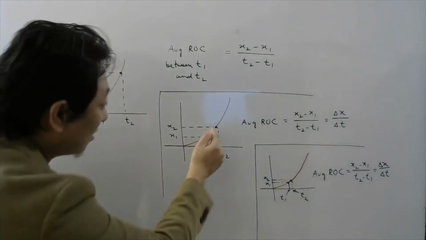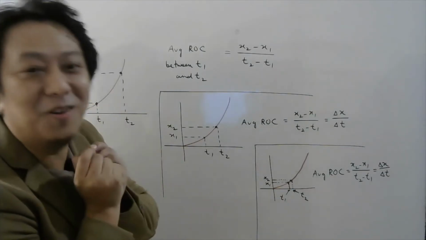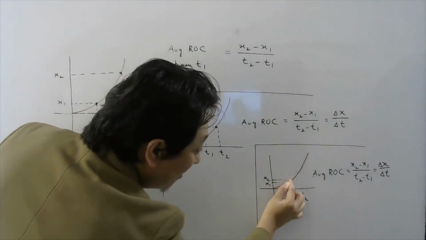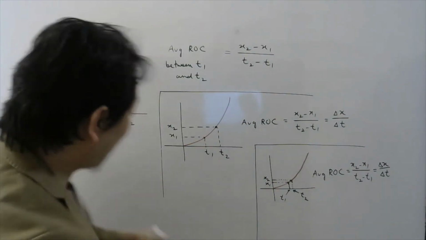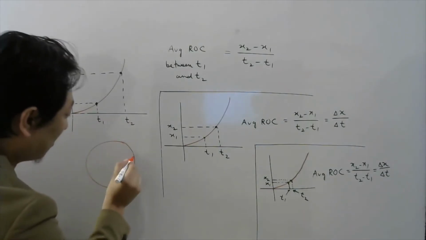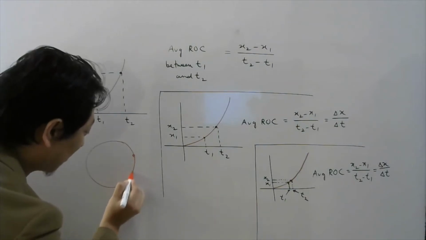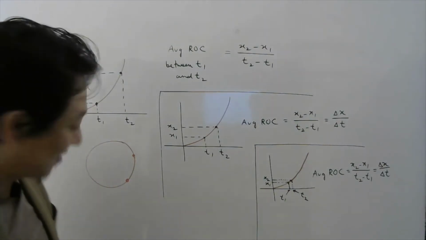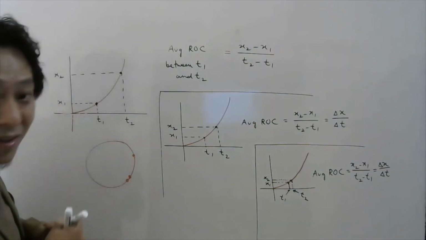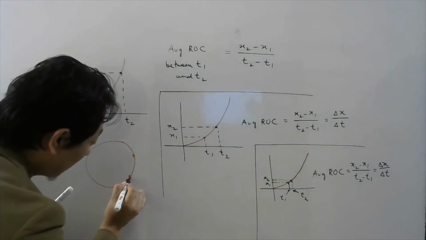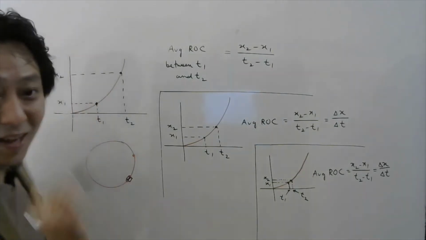But what if I bring this point very close to this point? If I bring it very close, then the part between these 2 points will obviously be a straight line, isn't it? If you take a circle and you take 2 points which are quite far apart, then obviously this is not a straight line. But if I take 2 points very close to each other, then the part between those 2 points can be considered as a straight line.